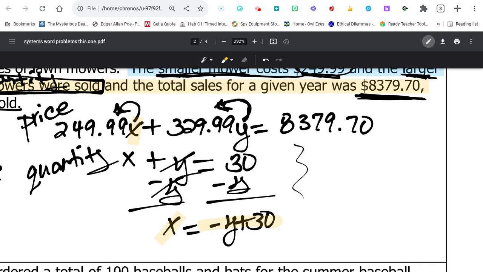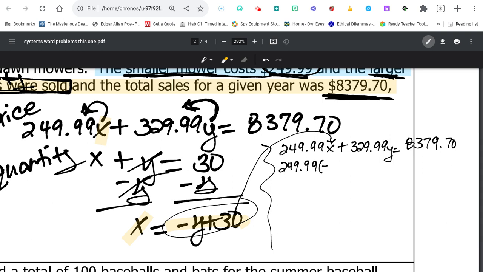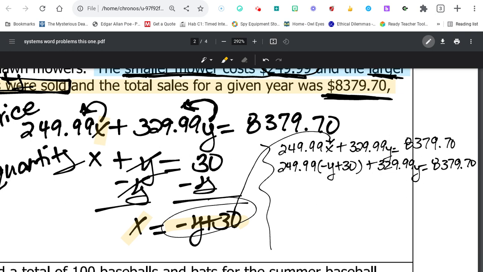Here we go. I'm going to write this equation down: 249.99x plus 329.99y equals 8,379.70. And I'm going to change this part right here to this: 249.99 times (negative y plus 30) plus 329.99y equals, again, 8,379.70.